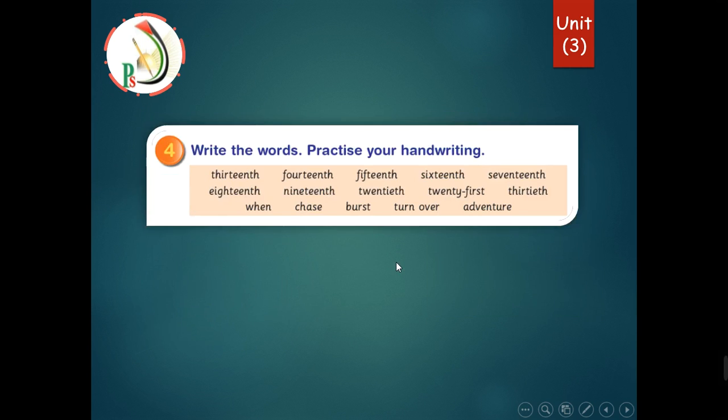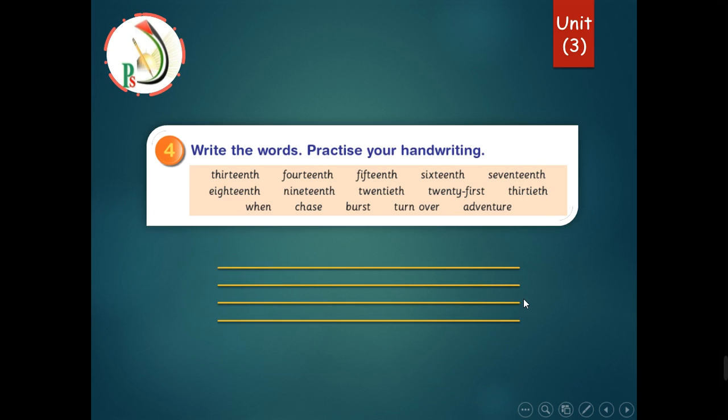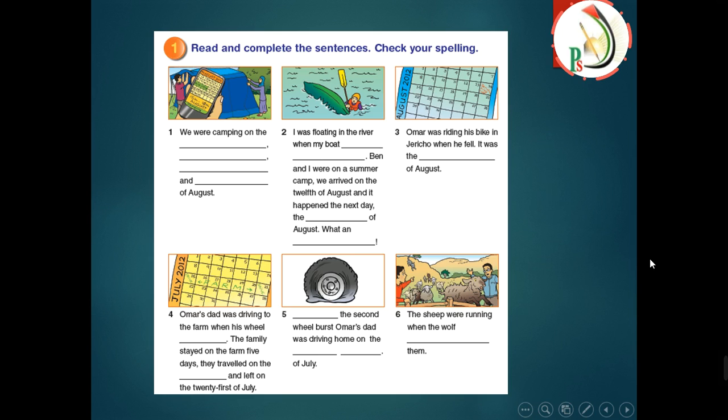The fourth one, practice your handwriting, please, on your copybooks, not in 2 lines, but in 4 lines. Write these words correctly, and you can send the pictures to your teachers to check your handwriting. And let's move to the eighth period. Read and complete the sentences. We have just 2 activities in this period. Check your spelling. You can write or read the sentences again.